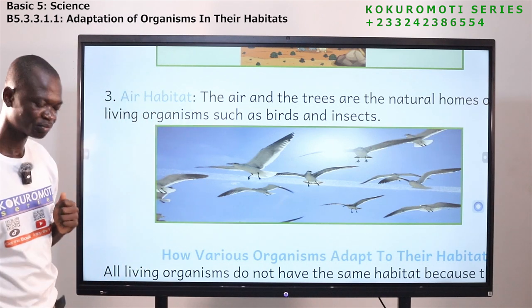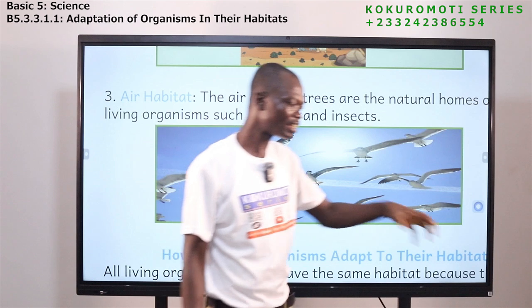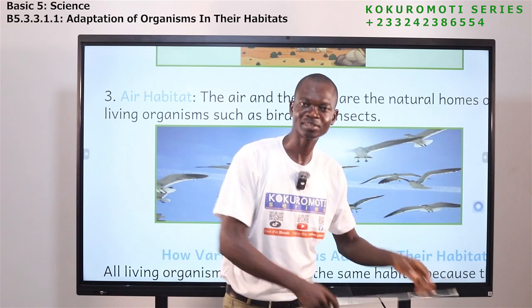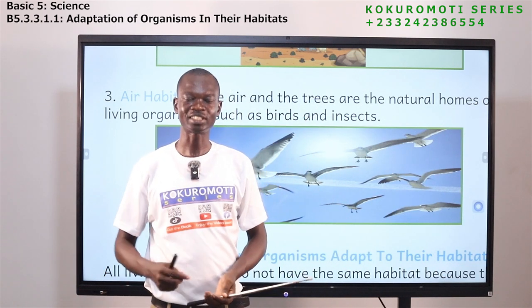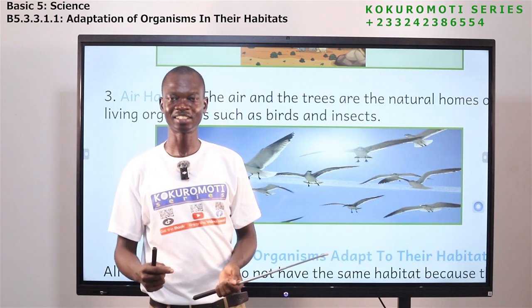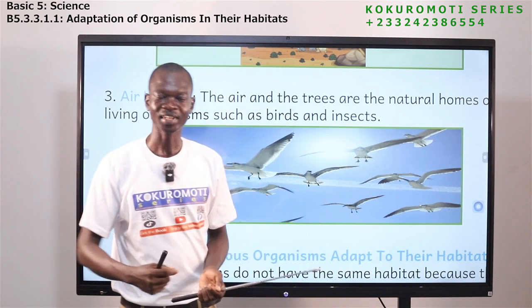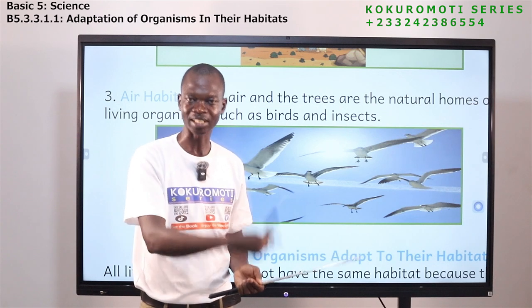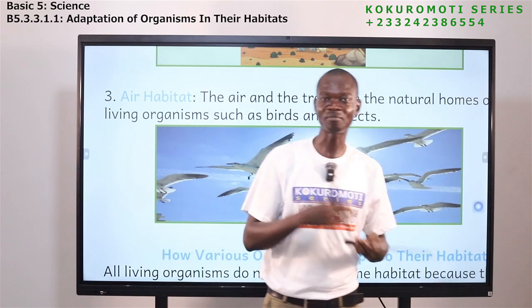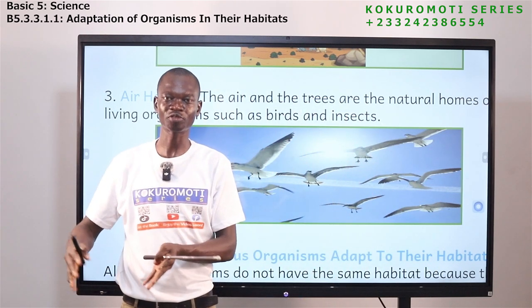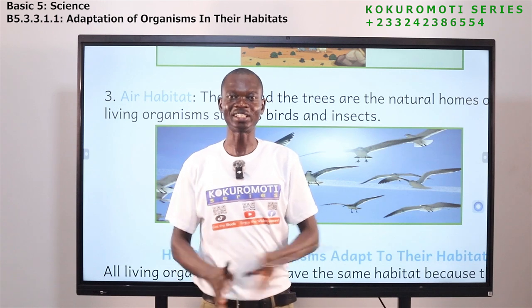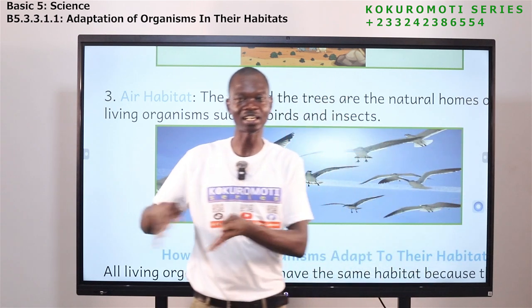But now let me ask you this. What is the name for an organism that lives in a habitat? What term do we use for an organism that lives in a habitat? It is called inhabitant. So an organism that lives in a habitat is called inhabitant. So if I ask you to give me a habitat and its inhabitants, what I mean is give me a natural what? Home for an animal, and then mention the animals that live in that habitat. So inhabitants are animals that live in habitats.